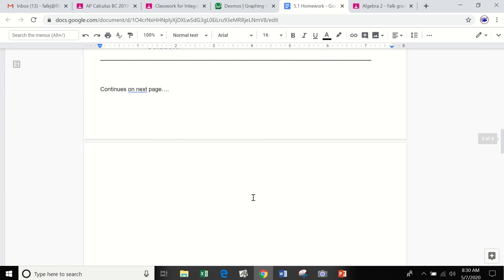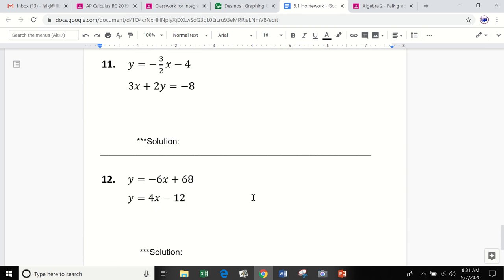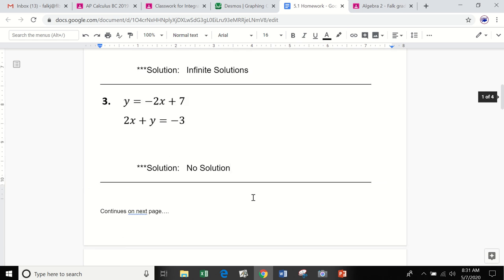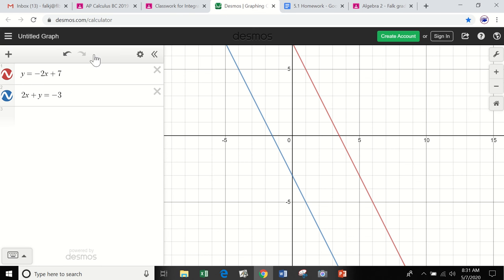And then you just have to do the other 9 questions. There's 12 questions total. I just did the first 3 for you. That's how you do it. Desmos.com, baby.